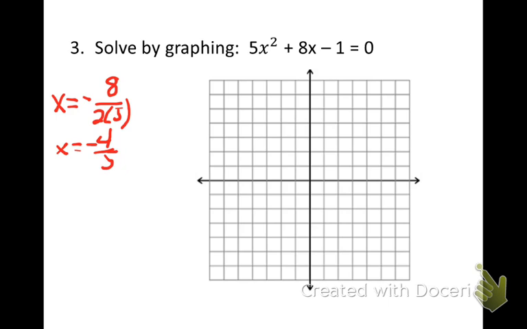If I'm going to put that back in, negative 4/5 squared is going to be positive 16/25, so I have 5 times 16/25, so those are going to cancel, just leaving me 16, plus 8 times negative 4/5 is going to be negative 32/5, minus 1. Well, let's do the 16 minus 1, I guess. I could do that and get 15 maybe.